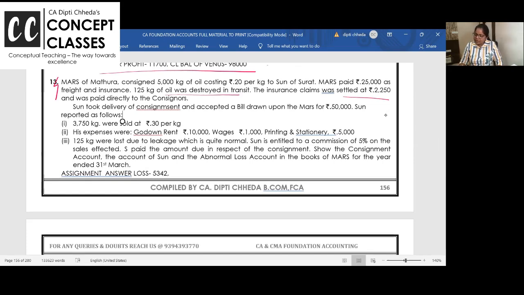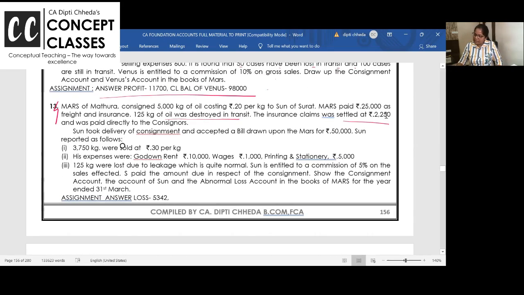So 5,000 kgs we have sent, 25,000 freight and insurance, 125 kg are lost. Insurance company was settled. This is goods lost in transit and insurance. Son took delivery and accepted a bill drawn 3750. His expenses are given. 125 kgs are lost. Son is entitled to a commission. Okay. And paid everything.